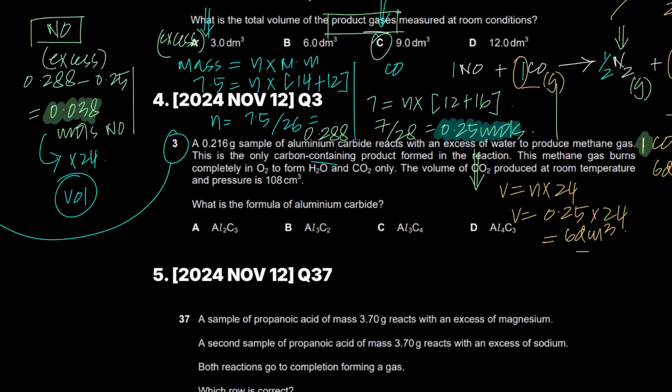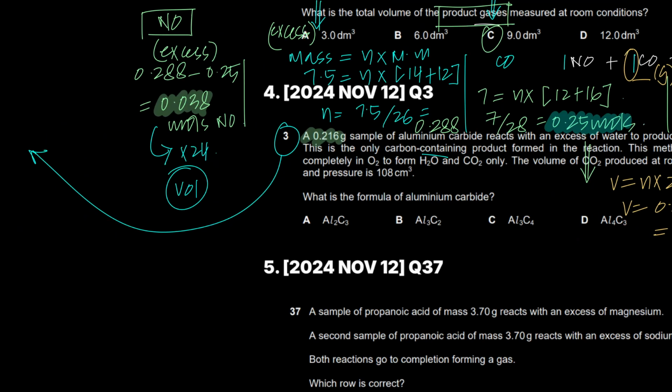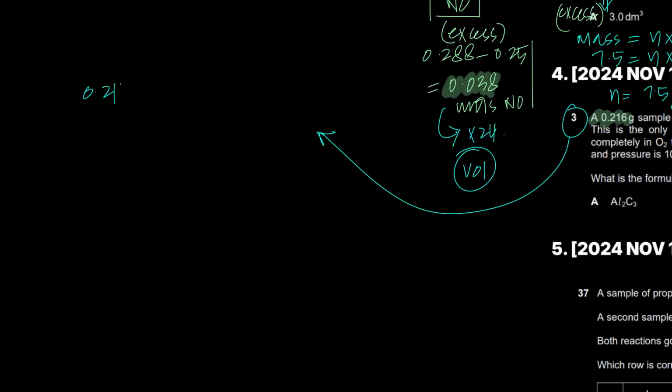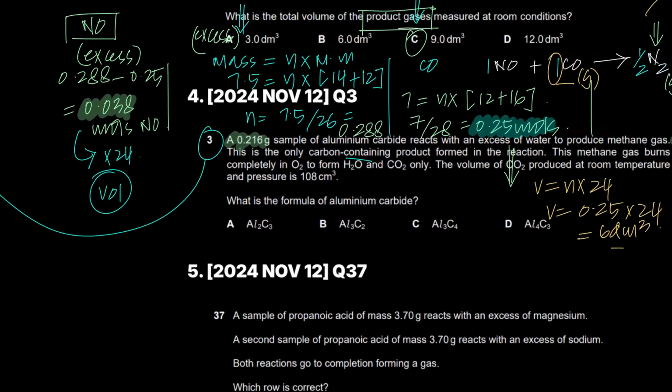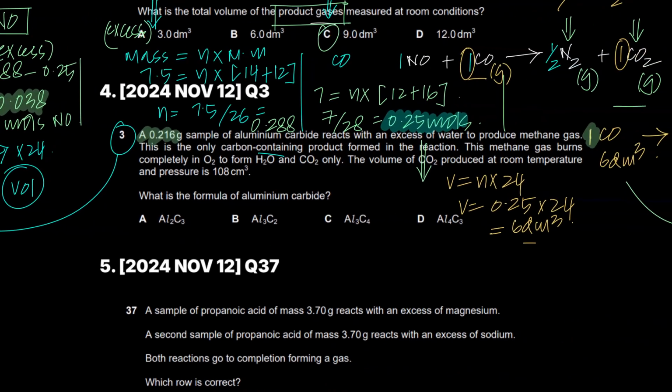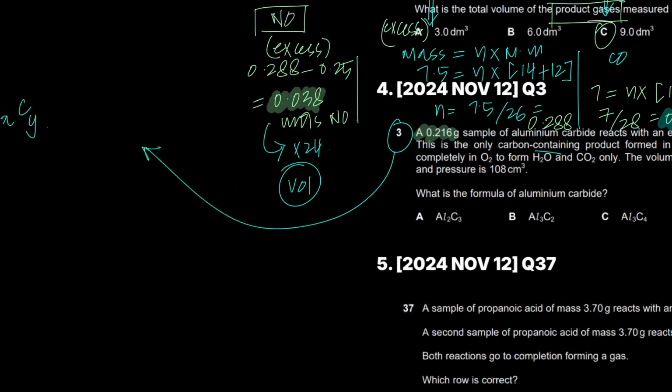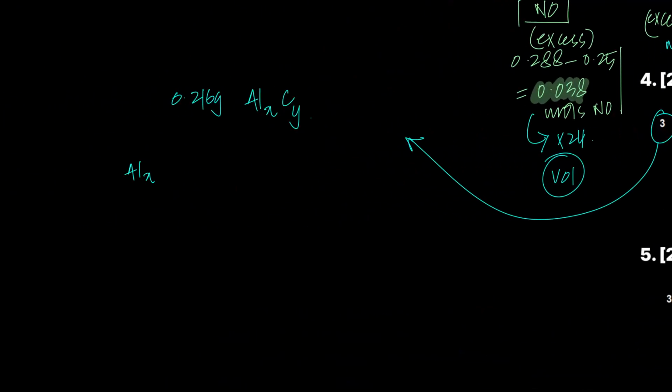Right now, he's saying that you have 0.216 grams of aluminum carbide, and he wants the formula of aluminum carbide. You don't know how many aluminums you have, you don't know how many carbons you have. That's a very important point. And he's saying it reacts with excess water to produce methane gas, the only carbon containing product that is formed. So AlxCy, I don't know how many aluminums there are, how many carbons there are, but when it reacts with water, it gives you methane, the only carbon containing product formed. And what else is it going to give me?